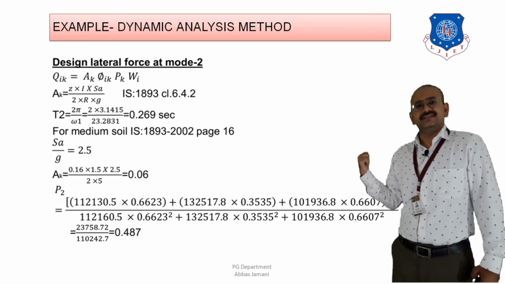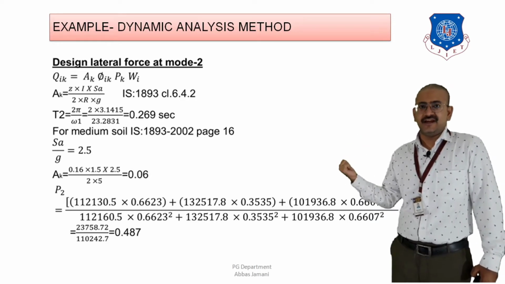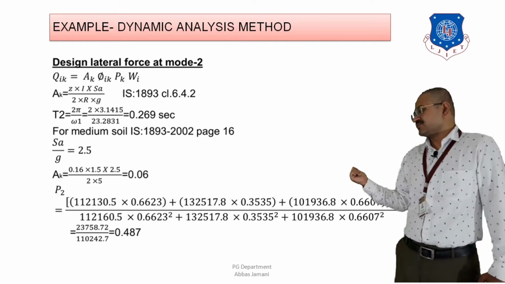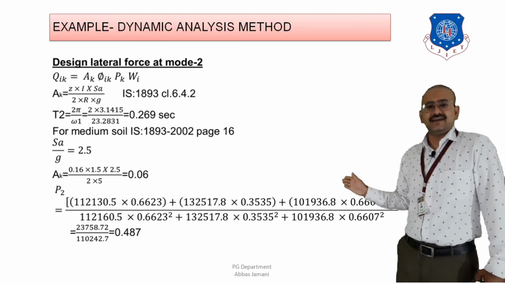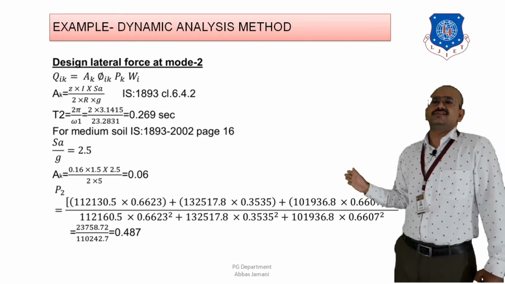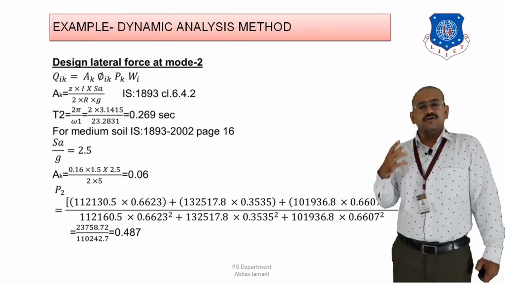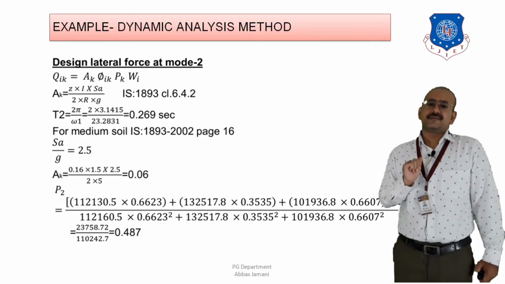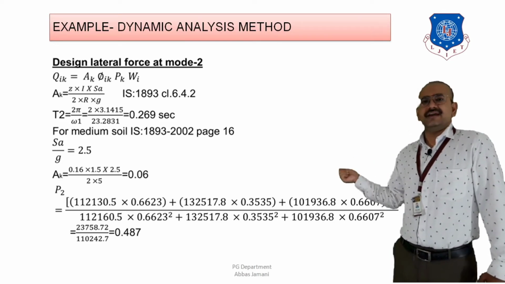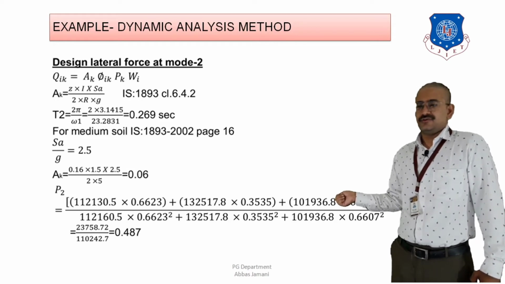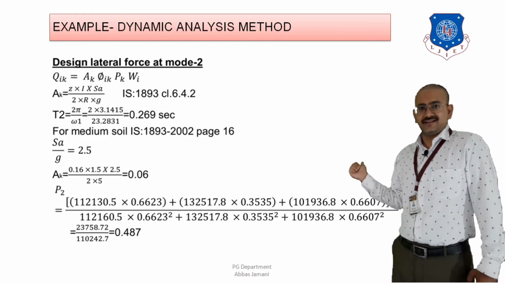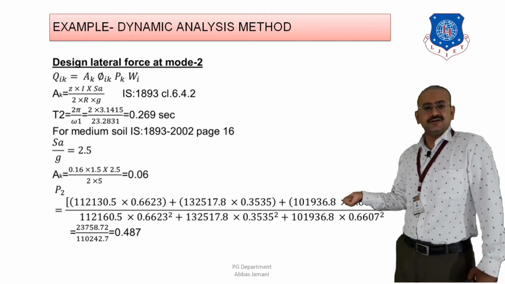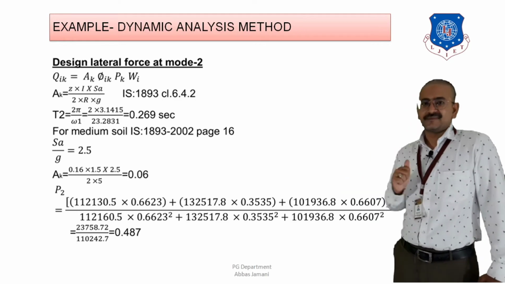And corresponding to this, if I refer to IS 1893 under the dynamic head and the value for medium soil, then the value of Sa by g will be 2.5. Substituting that value into Ak, I will get Ak is equal to 0.06 or 6%. That is, out of the total seismic weight, 6% of its weight is going to be applied as a lateral load on the building. Now, once the value of Ak is available, I can find the value of P2. So again, W1, W2, W3 are there, phi 12, phi 22, phi 32 are there with me. Substituting these values, I will get the value of P2 is equal to 0.487, as you can see here in the figure.